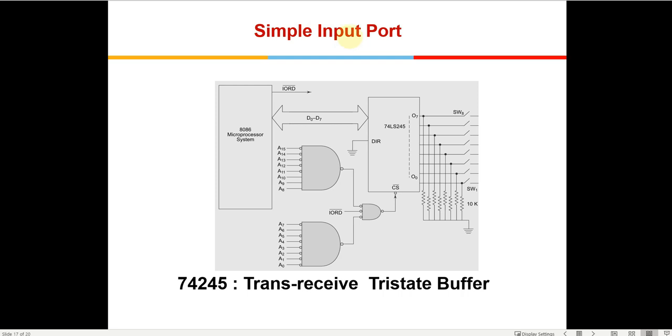Okay, so in this input port we don't require a latch, because whenever the 8086 wants to read the data, this data needs to be put onto the bus bar. So we just have to isolate these switches from the bus bar, so we put a buffer in between.